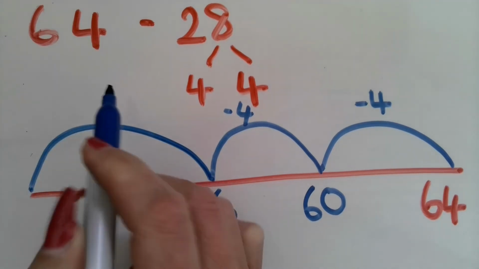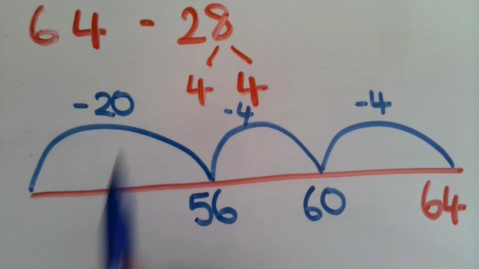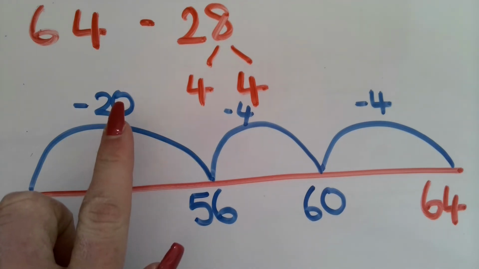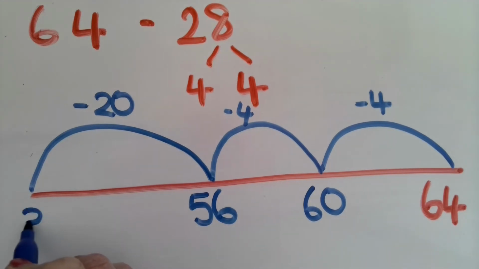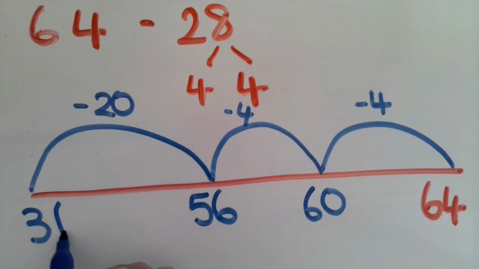So I'm going to do a big jump and subtract 20. Remember, I don't need to change my ones because I'm not taking away any ones. So those 6 ones stay. 5 take away 2 is 3. So 50 take away 20 is going to be 30. And because I haven't taken anything off of the ones, it's going to be 36.